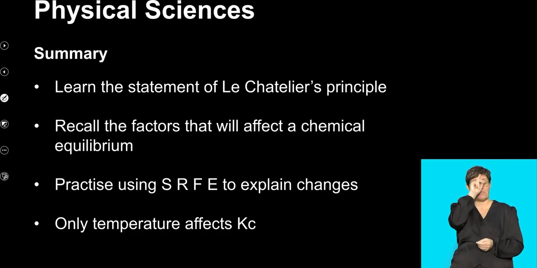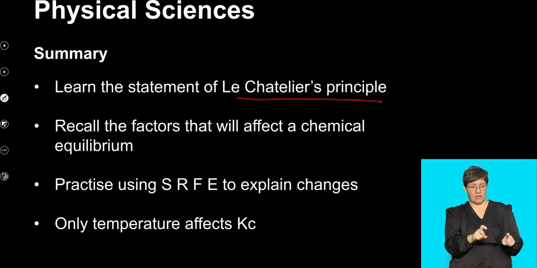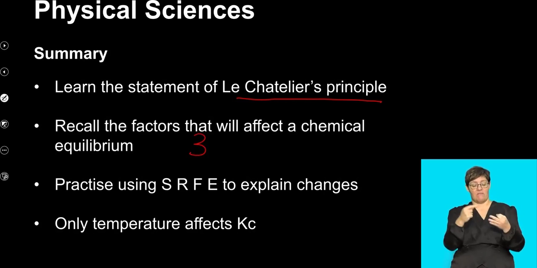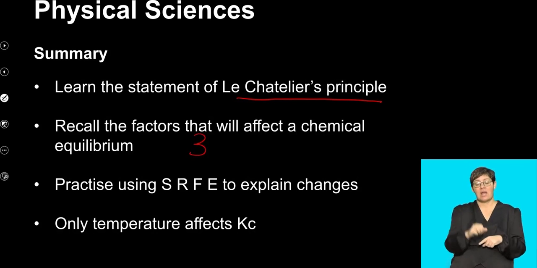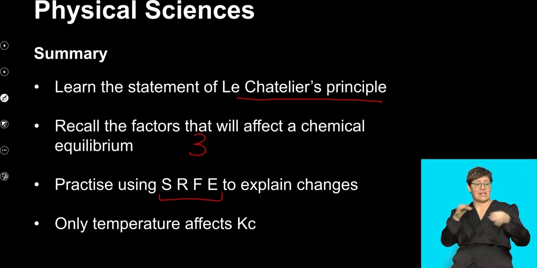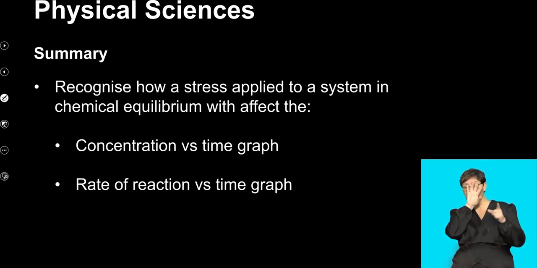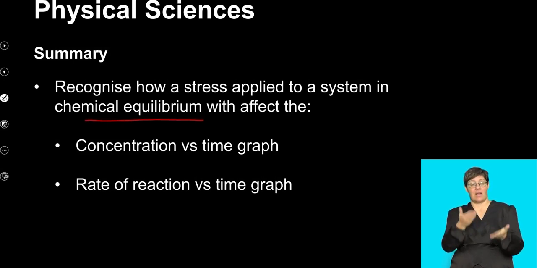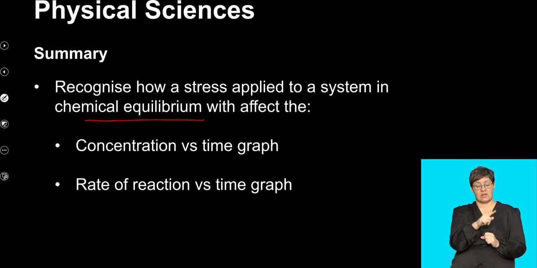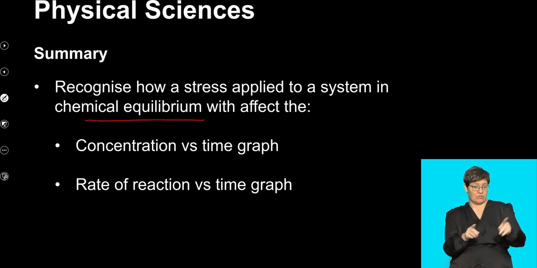To summarize, remember you must learn your Le Chatelier's principle off by heart. They like to ask that one in the exam. You must recall the factors that will affect the chemical equilibrium. Remember, we have 3 of those. Practice using the answering method that we explained to you today. And only temperature affects the Kc. Recognize how a stress is applied to a system when it's in chemical equilibrium and how that will affect the concentration and the rate versus time graphs. Remember, it's 2 different graphs.